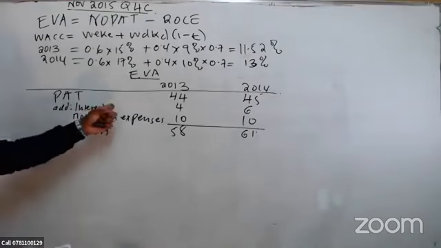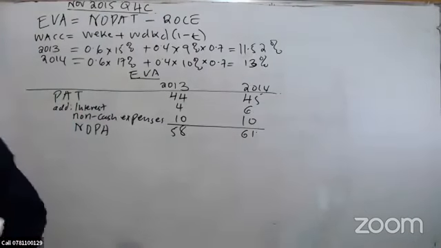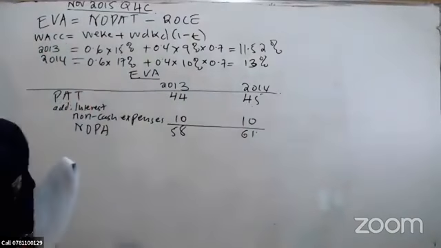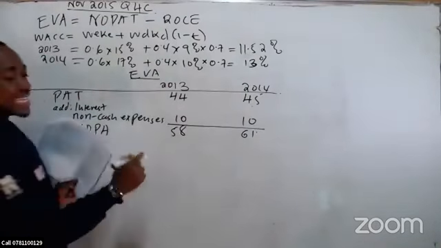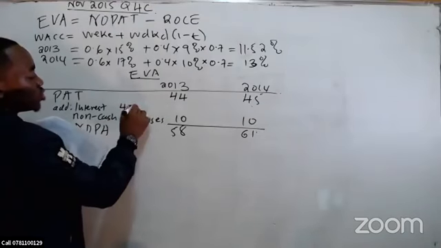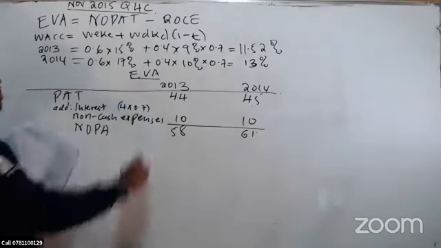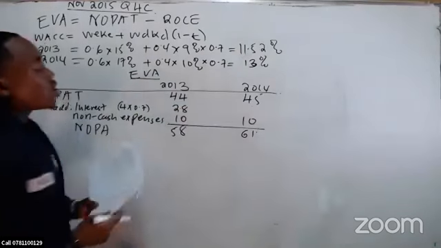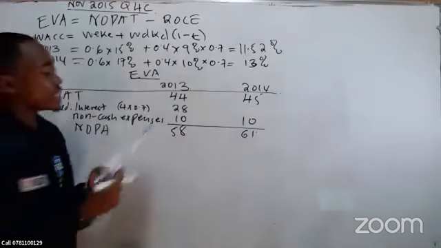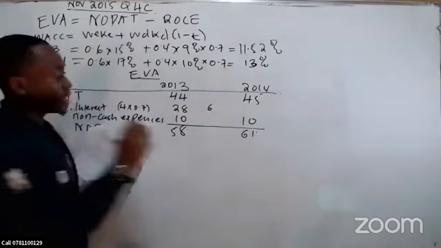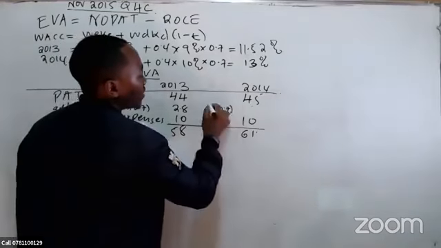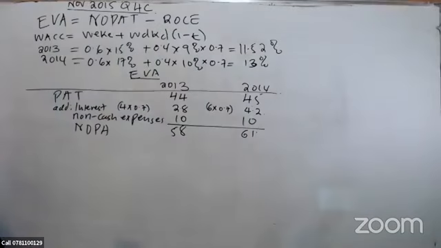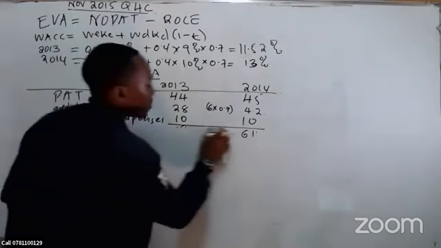No, but in this case, the interest should be net of tax. Remember, interest is an allowable expense. So that means for year 2013, the interest expense was 4 times 0.7, should be net of tax. So how much do you get? Are you getting 2.8? Also for 2014, it was 6, so it should be net of tax, times 0.7. That is 4.2.